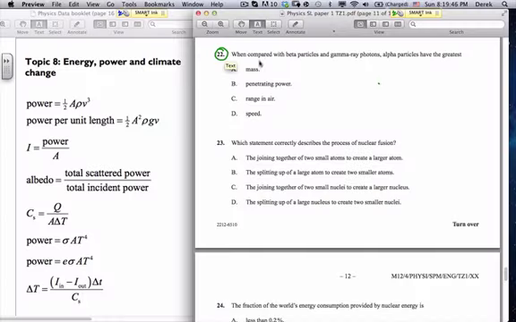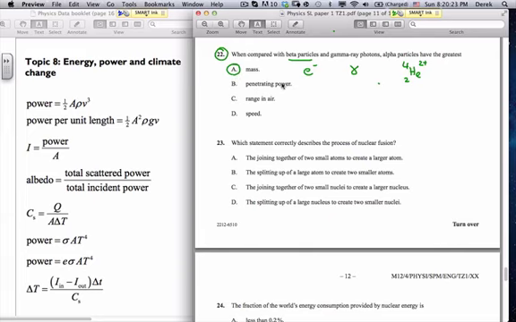Question 22. When compared with beta particles and gamma ray photons, alpha particles have the greatest. Now just to remind ourselves, beta particles are electrons, gamma ray photons are light particles, and alpha particles are helium nuclei. They have 2 protons, 2 neutrons, and a charge of 2+. So obviously we can see that they have a greater mass.